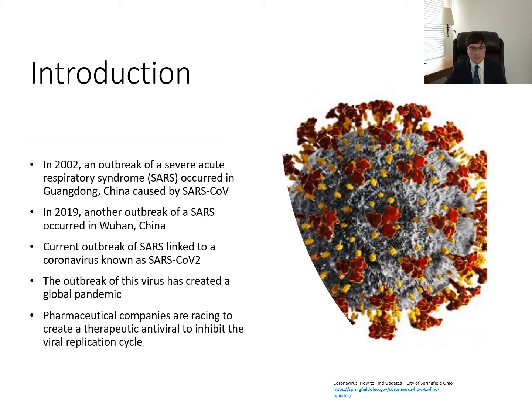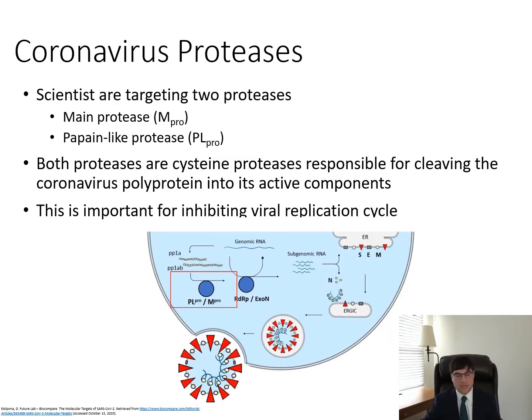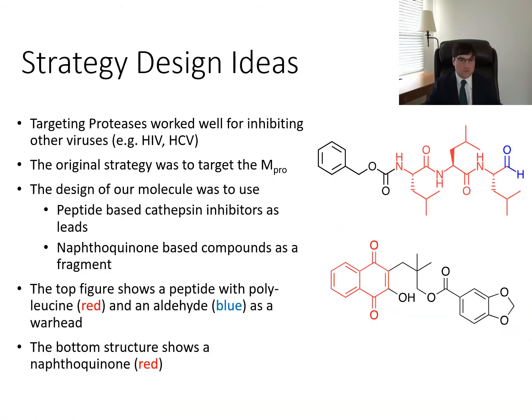So pharmaceutical companies have raced to create a therapeutic antiviral to inhibit the viral replication cycle. To inhibit the viral replication cycle, scientists are targeting two proteases, one main protease and the other peptide-like protease. Both of these proteases are cysteine proteases, which are responsible for cleaving the coronavirus polyprotein into its active components. As you see in the figure, there's a red box around the PL-Pro and M-Pro. The original strategy was to target the main protease.